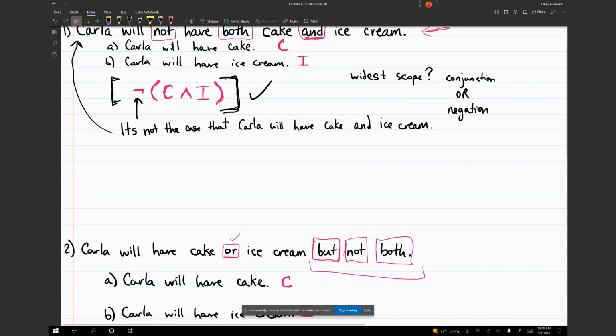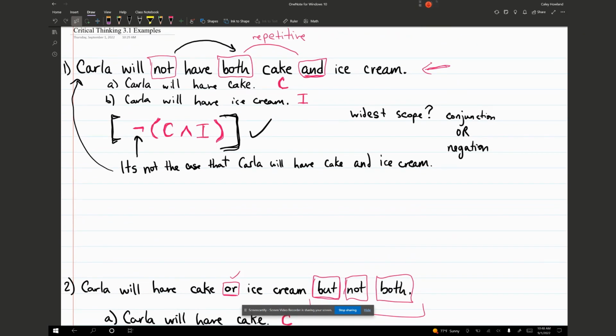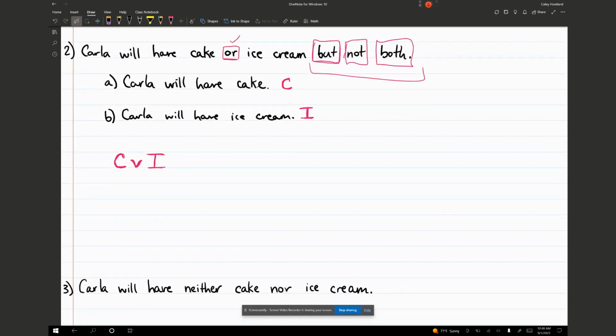And so we can just crib exactly our work from the first sentence because we're just building on what we did in the first example. So we know that Carla will have cake or ice cream. That's the first half of this sentence. And then we know the second half says something like, but it's not the case, right?